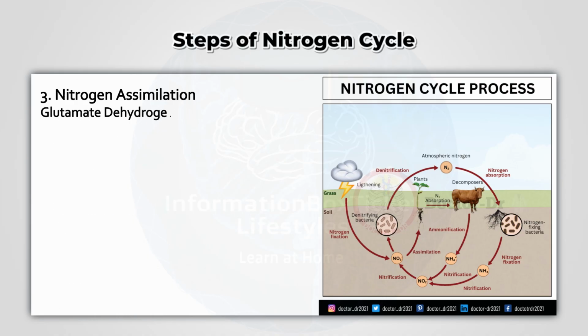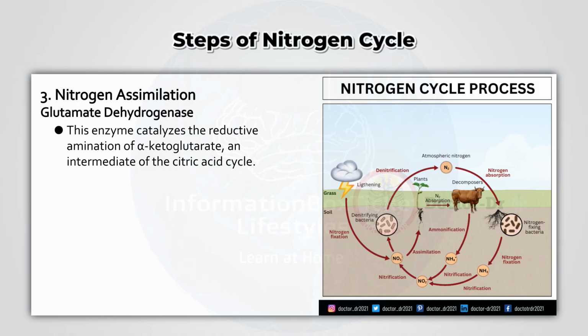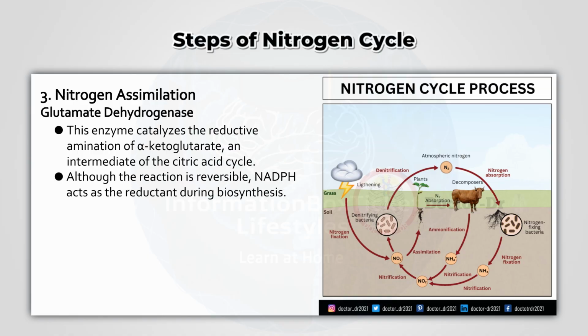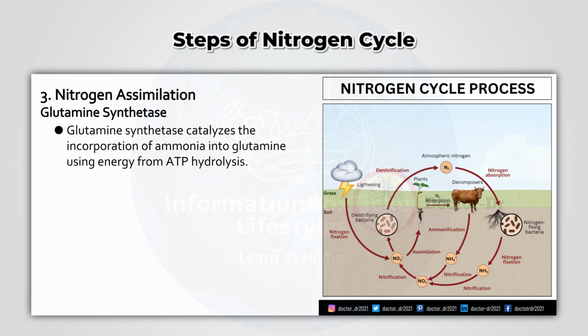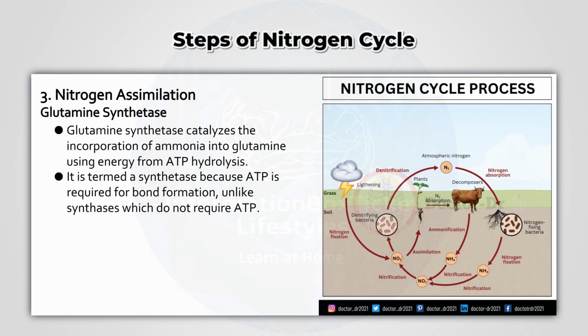nitrogen-containing compounds. Glutamate dehydrogenase. This enzyme catalyzes the reductive amination of alpha-ketoglutarate, an intermediate of the citric acid cycle. Although the reaction is reversible, NADPH acts as the reductant during biosynthesis. The enzyme also plays a role in amino acid catabolism. Glutamine synthetase. Glutamine synthetase catalyzes the incorporation of ammonia into glutamine using energy from ATP hydrolysis. It is termed a synthetase because ATP is required for bond formation, unlike synthases which do not require ATP.